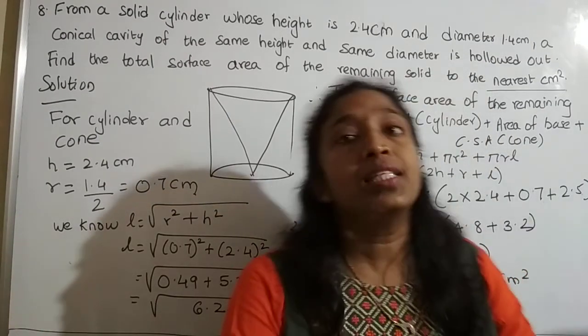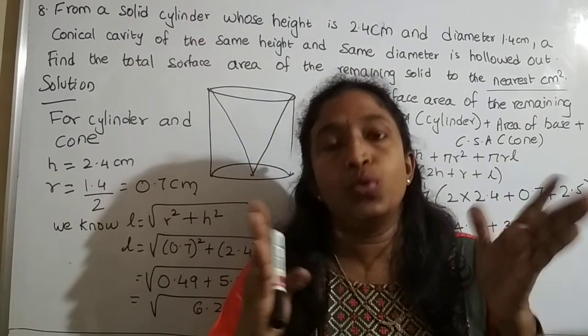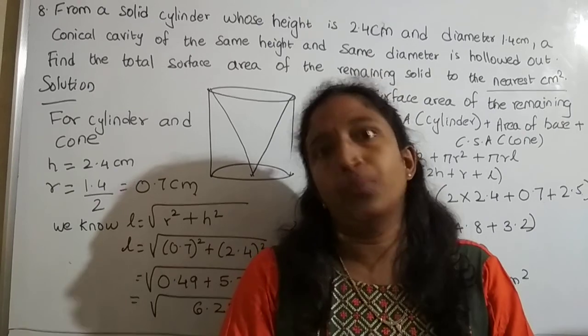So students, the ninth sum is similar, where you have a cylinder and a hemisphere is carved out at both the ends. So you can find the total surface area and you can try it yourself. Okay, thank you.